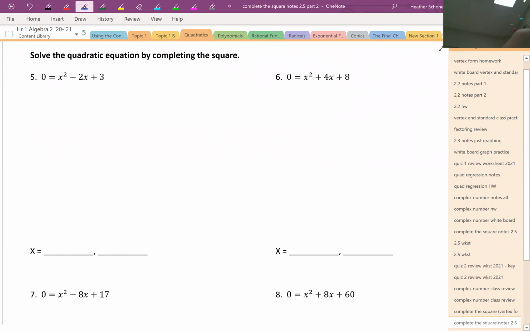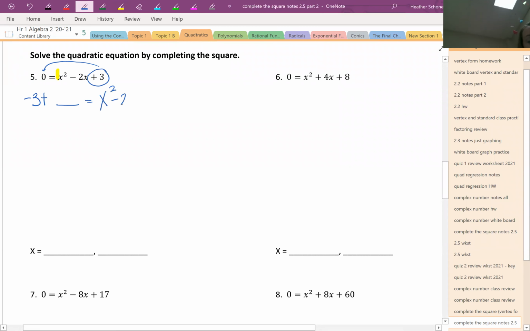Okay, so on number 5, excuse me, the 3 needs to go to the other side. So I have -3 plus blank equals, here the leading coefficient's an invisible +1. So I don't need to factor anything out. So I just have x squared minus 2x plus blank. All right, let's fill in the numbers. Half of -2 is 1. 1 squared is 1. But since it's not in the parentheses, I really added a 1. So I'm going to put 1 on the other side.